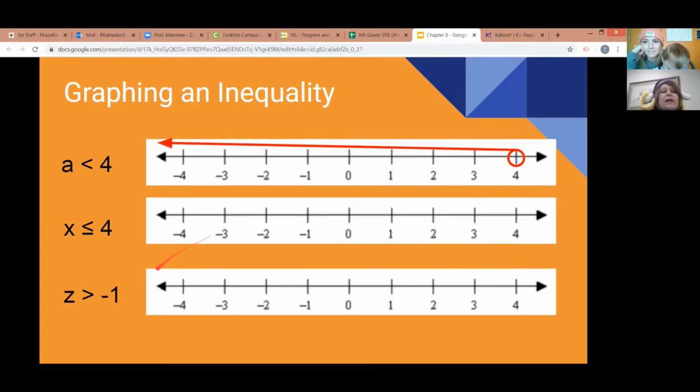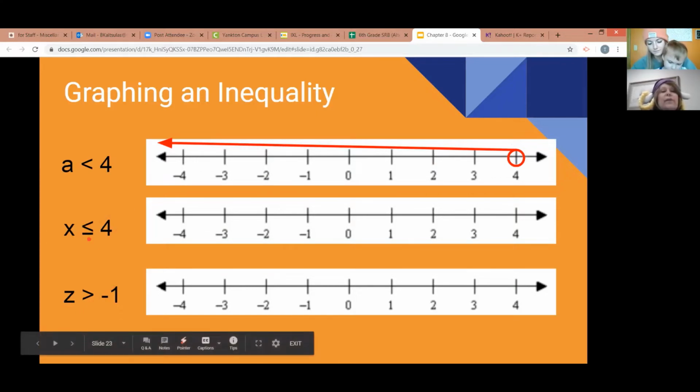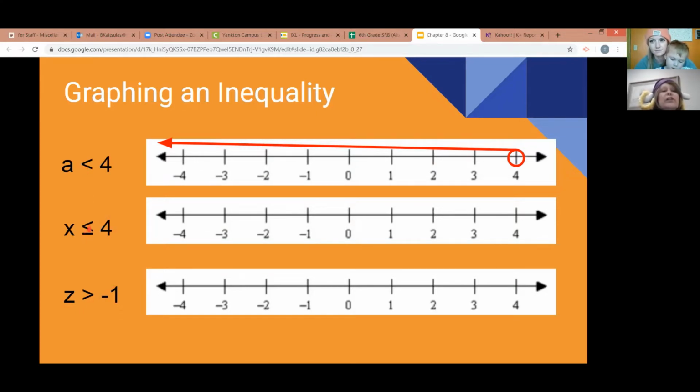Okay, let's do this one here. This inequality sign looks different. When you have an equal sign under it, that means the answer could be 4. So when you graph that, you use what's called a closed circle. You fill it in, because that means 4 can be the answer. And then all the numbers that we can put in for x are less than 4. So I'm going to draw this line right here. So both of these inequalities are graphed.